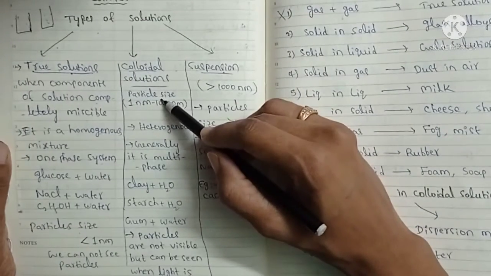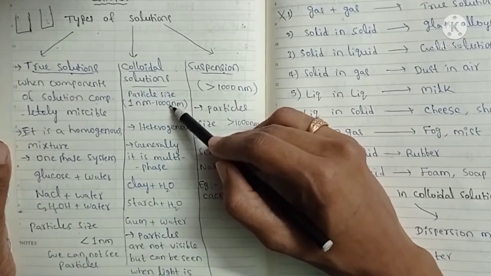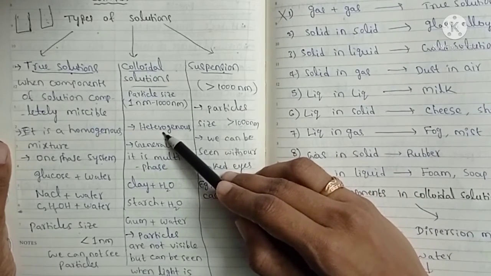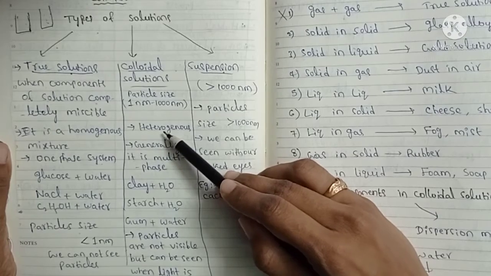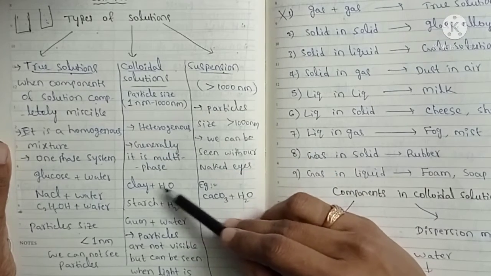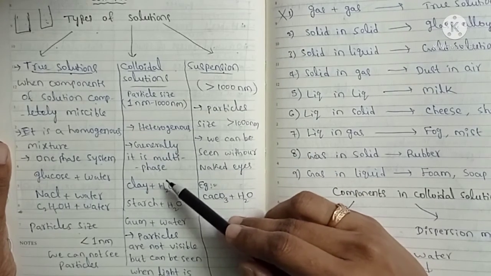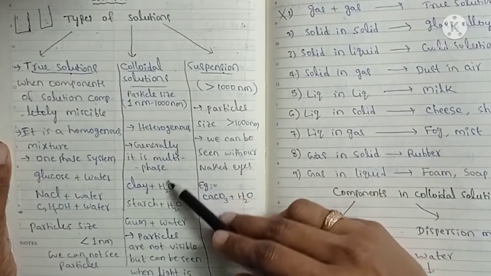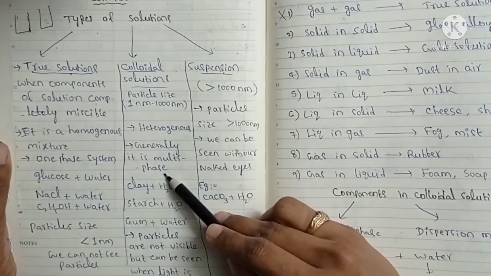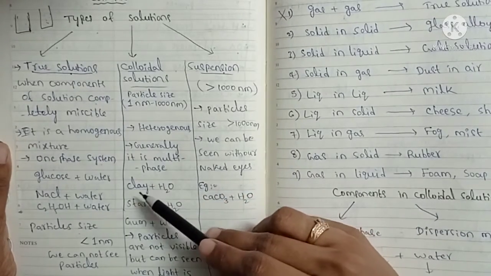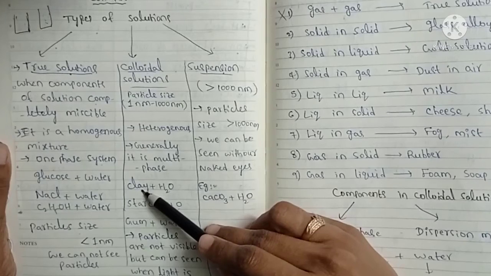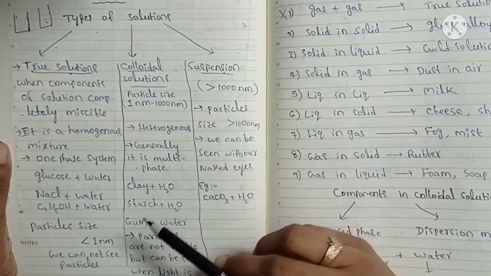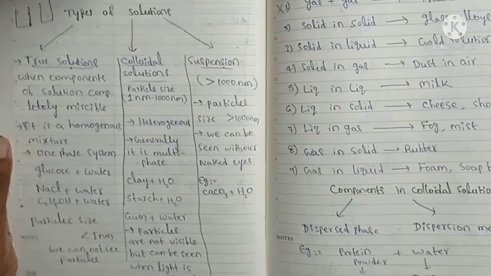Here the particle range is 1 nanometer to 1000 nanometers, and it is heterogeneous, meaning the components are not completely miscible. For example, clay in water will not dissolve completely, and likewise starch in water. These come under colloidal solutions, and generally they are multi-phase. For example, if you mix clay in water, we can see the solid phase and also the liquid phase. The clay particles are in the solid phase, so we can see both phases. That is called multi-phase.